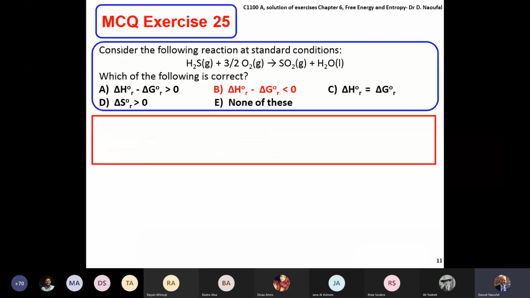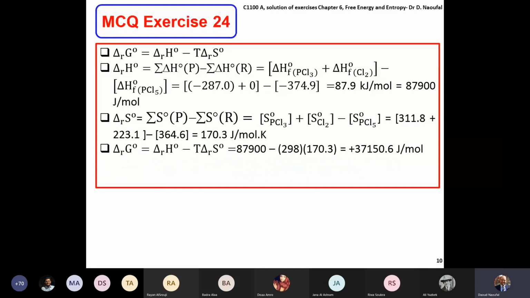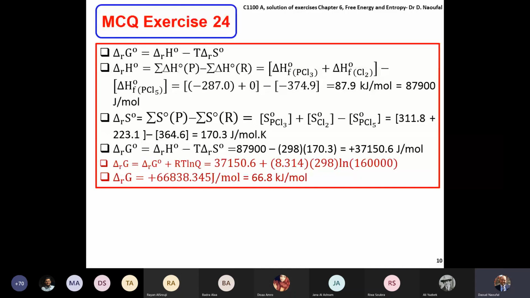The meaning: delta G of the reaction is positive, means mixing PCl5, PCl3, and Cl2 at the given conditions means this reaction is non-spontaneous.